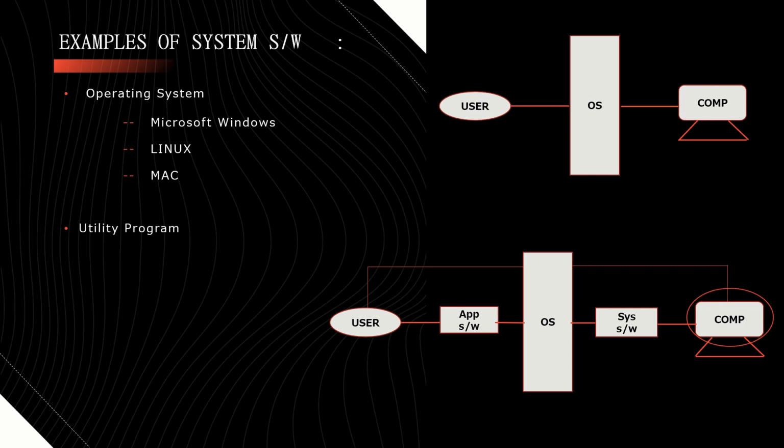Utility program. Utility program is software that is used to maintain, optimize, and configure the computer. Usually, utility software focuses on how the computer infrastructure operates. I will explain this by giving an example.